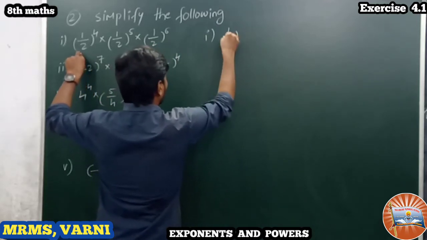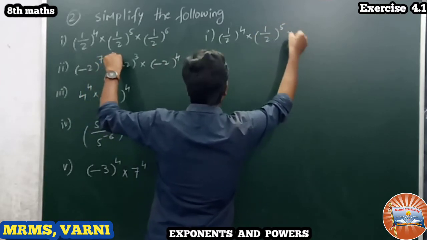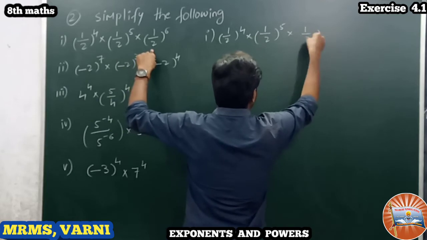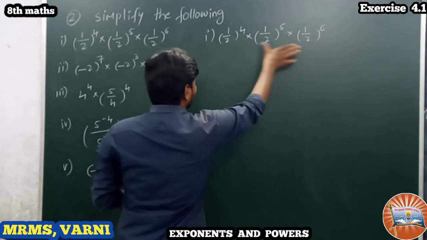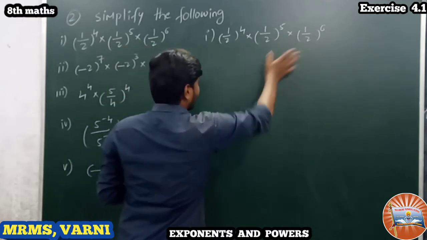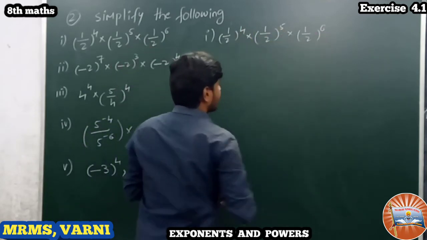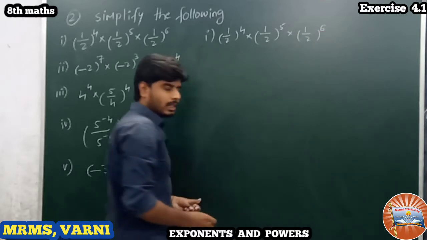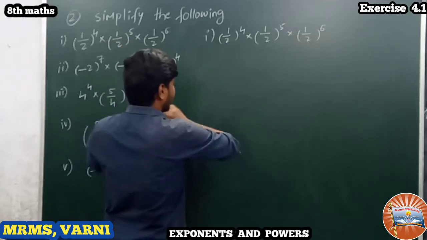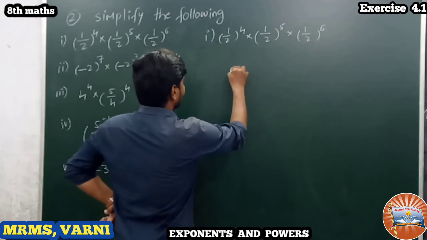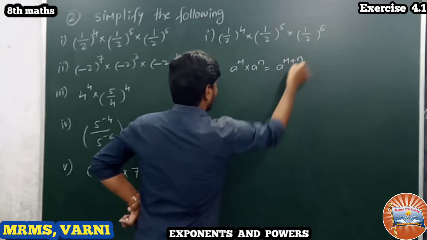So (1/2)^4 × (1/2)^5 × (1/2)^6. All these have a common base. This 1/2 is the base, and here 4 is the power or exponent, the exponent is 5, the exponent is 6 here. If the bases are the same, we can add the powers. We have one law of exponents. What is that? a^m × a^n = a^(m+n).